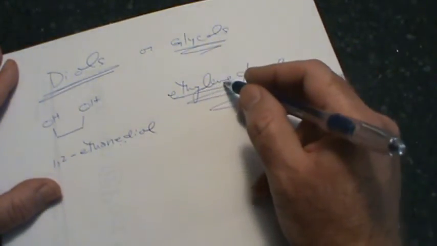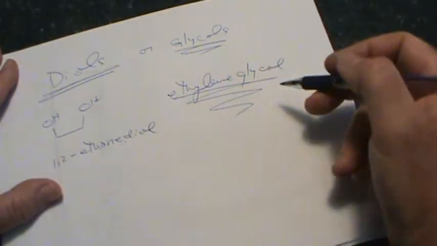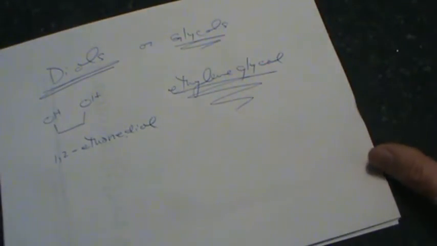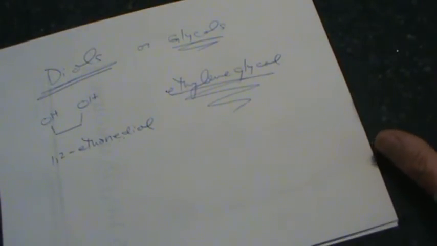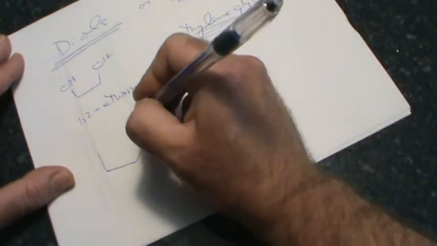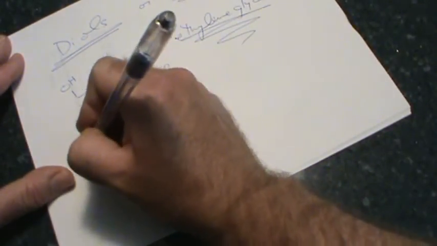The name ethylene implies an alkene, and there's no alkene here. Glycol makes sense. That means 2 alcohols. But it doesn't really tell us that they're 1,2 with respect to each other. Anyway, ethylene glycol is a very important name because it's commonly used still today, despite the fact that it's not a proper IUPAC name. And another diol, there are lots of examples of them, would be this one.